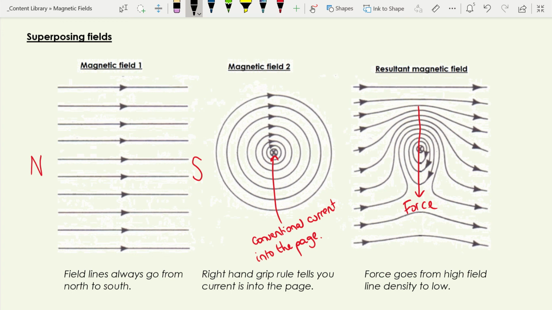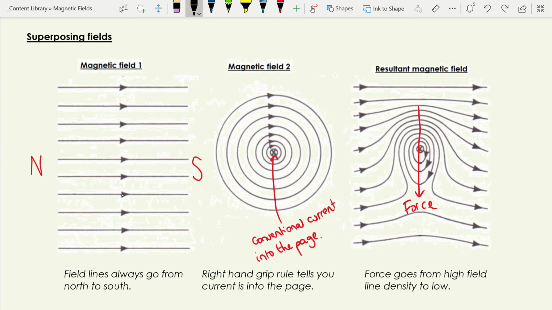And then, okay, this last part, we had all sorts of answers for the direction of the force. The force is always from the high field line density to low. So you can see the high field line density is up here at the top. The low is down here at the bottom. That's because the fields have added together up here, which is why we've got more field lines. They've cancelled each other down here, and that will then produce a force.